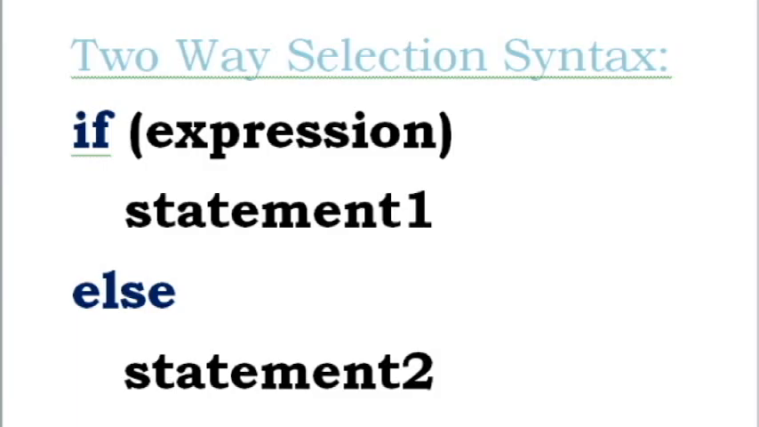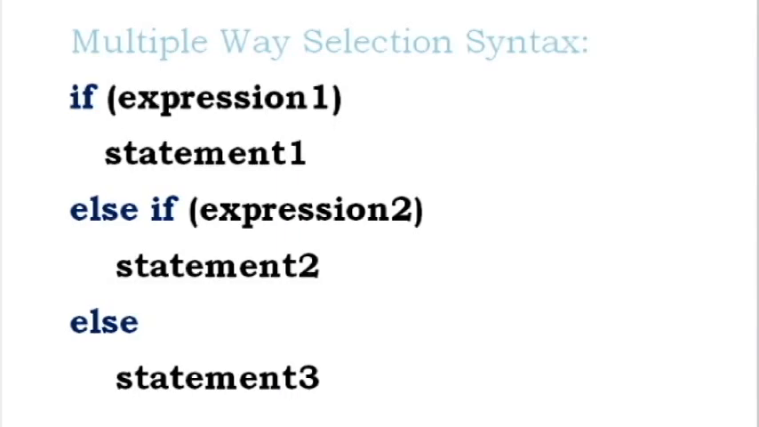Now, I will tell you the syntax for two-way selection. It begins with the reserved word if followed by a statement, then the reserved word else, followed by the second statement. Two-way selection syntax: if expression statement 1 else statement 2.